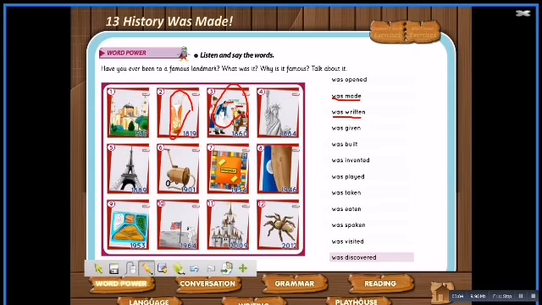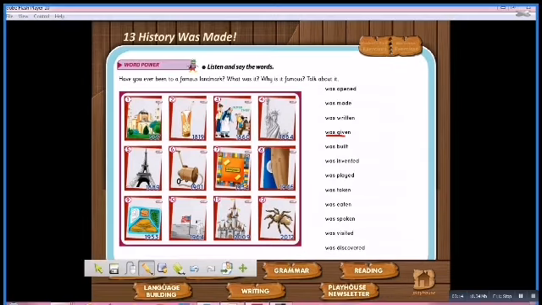Now number 4. Was given. أعطي. This is Statue of Liberty. Statue of Liberty, تمثال الحرية. Statue of Liberty was given to the United States by France in 1884. إذا فرنسا أعطت تمثال الحرية لأمريكا in 1884. Was given, أعطي. Okay.